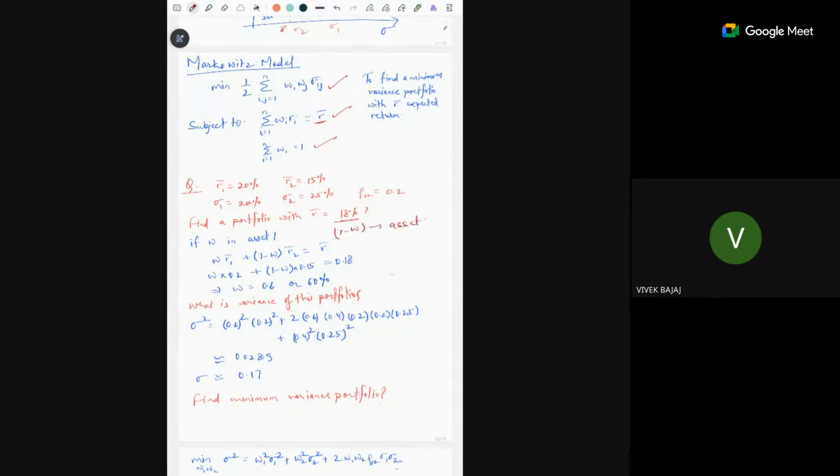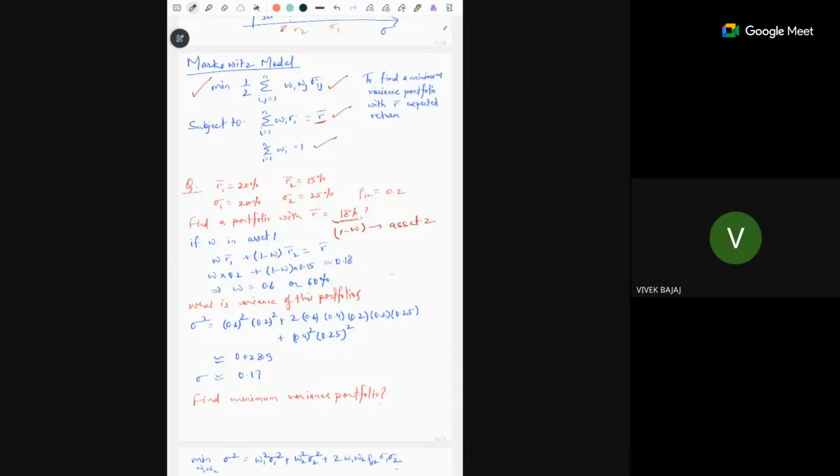You can simply use the portfolio expected return formula: W times R1 bar plus (1 minus W) times R2 bar should be equal to the required return. So there is one equation and one unknown; you can solve this and get the value of the weight. But in the three-asset case, it becomes a bit complicated and you have to solve it using the Markowitz model only.